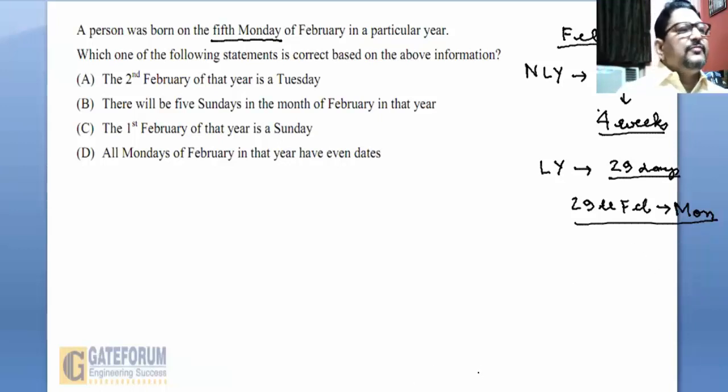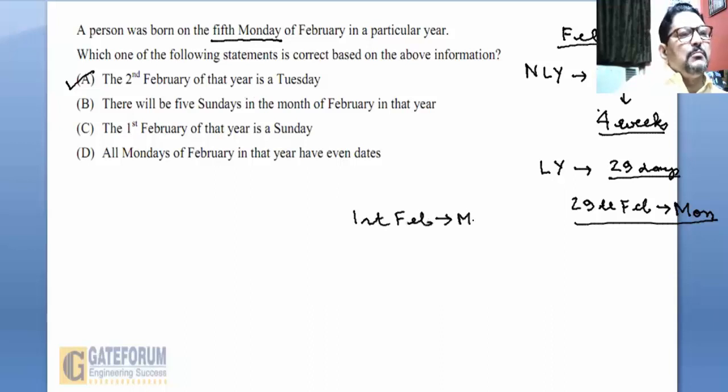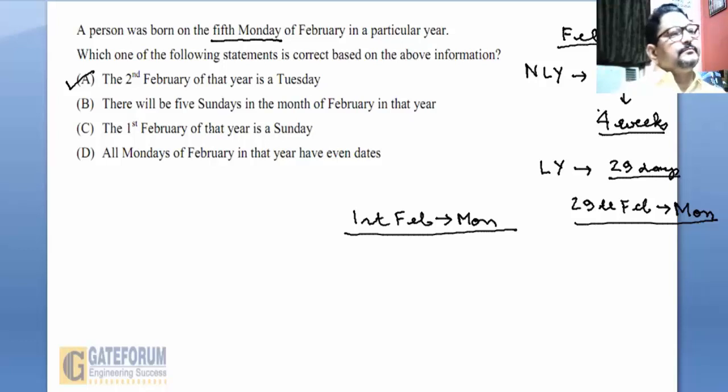Now if 29th February is a Monday, they have said the 2nd February of that year is a Tuesday. Absolutely correct. Because if the 29th February is a Monday, which means the first day of the 5th week is a Monday, then the first day of the 1st week, that is 1st February, must also be a Monday. So the 1st February is Monday, so the 2nd February must be Tuesday. So this is absolutely correct.